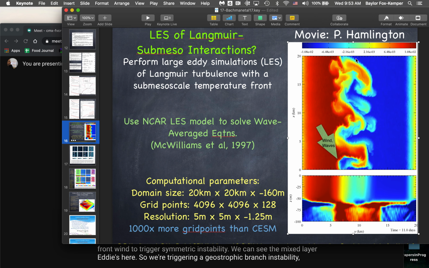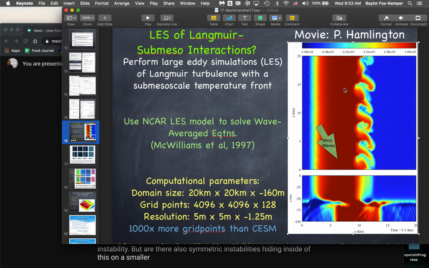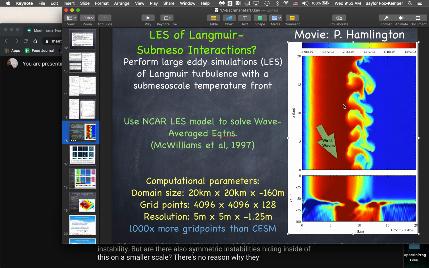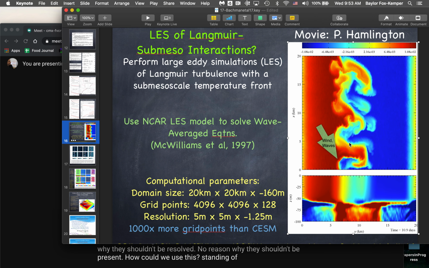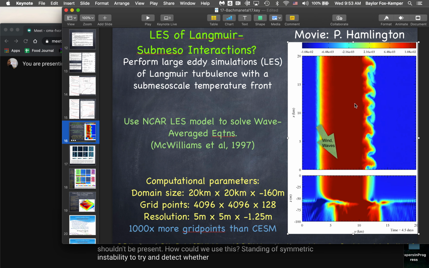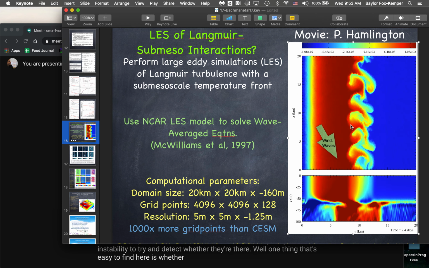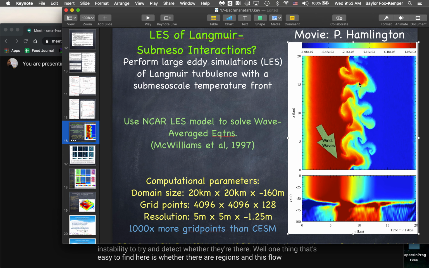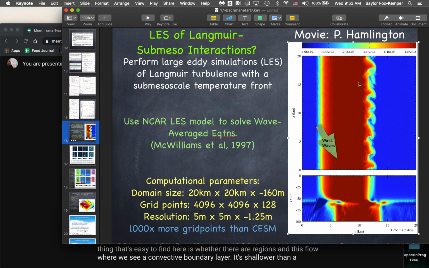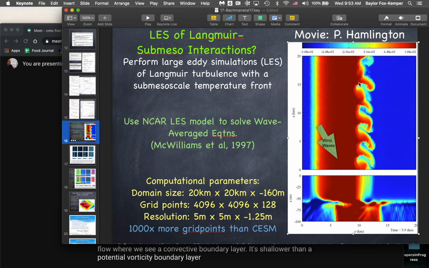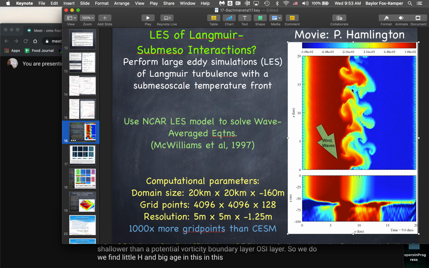But are there also symmetric instabilities hiding inside of this on a smaller scale? There's no reason why they shouldn't be resolved, no reason why they shouldn't be present. How could we use this understanding of symmetric instability to try and detect whether they're there? Well, one thing that's easy to find here is whether there are regions in this flow where we see a convective boundary layer that's shallower than a potential vorticity boundary layer, the SI layer. So do we find little h and big H in this part of the front?